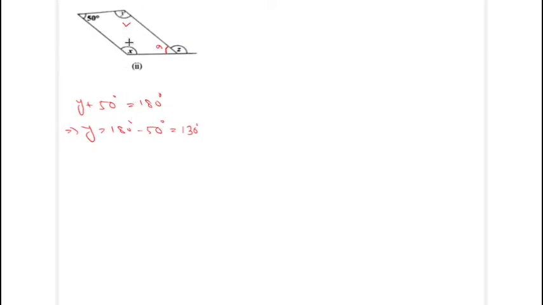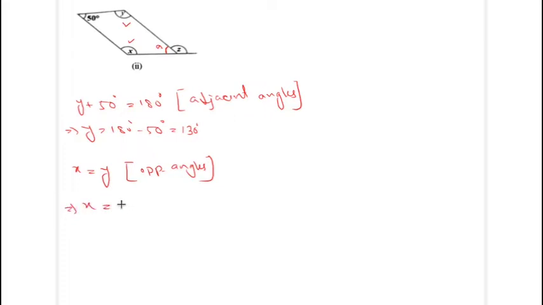Now come to x. See, y and x are opposite angles of a parallelogram. Let me write the reason here, adjacent angles. In every step you have to write the reasons why you have written this statement. That reason you should write. Now we are talking about x and y. They are opposite angles and they are equal. Opposite angles. So the value of x will be the same as y, which is 130 degrees. Okay. Now the value of x we have got.